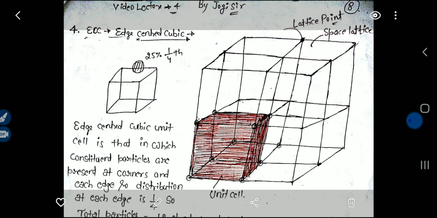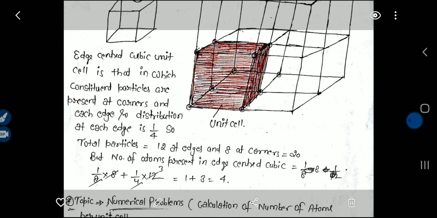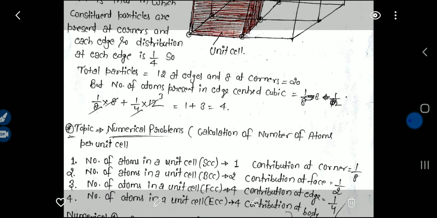So the distribution for edge center cubic is 1 by 8 into 8 plus 1 by 4 into 12, that is 1 plus 3 is equal to 4. So the total number of particles in this case is 20, and the number of particles per unit cell is only 4. That is used in numericals in the next session.